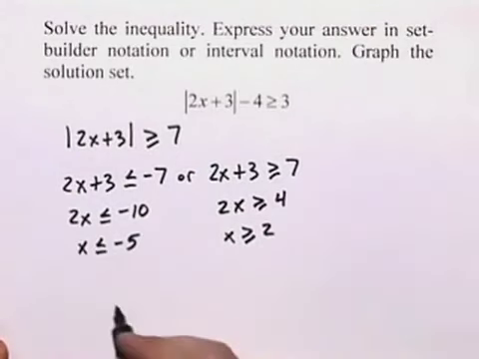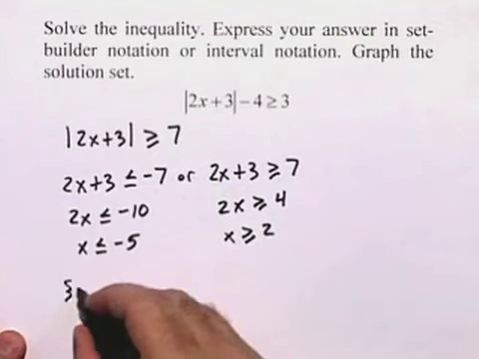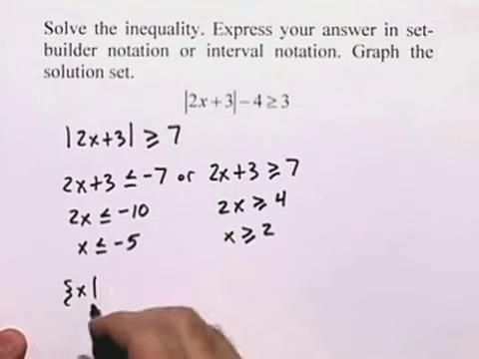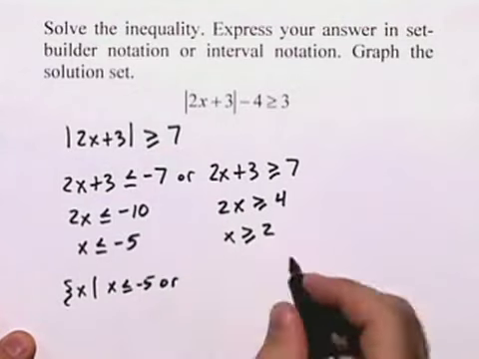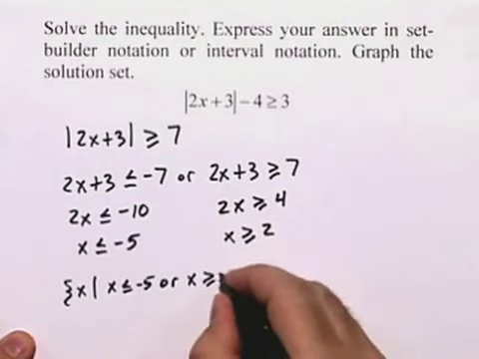In set builder notation, our solution set would be the set of all values for x such that x is less than or equal to negative 5, or x is greater than or equal to 2.